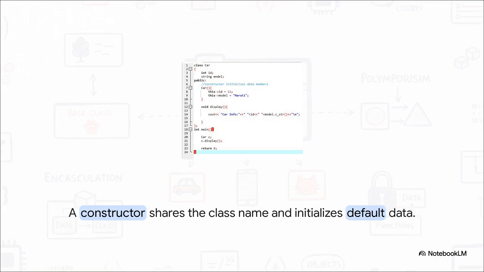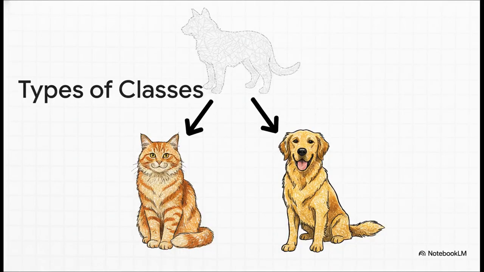Oh, and a quick pro tip. If you forget to write one, the C++ compiler will actually silently generate an empty default constructor for you behind the scenes. Pretty handy.